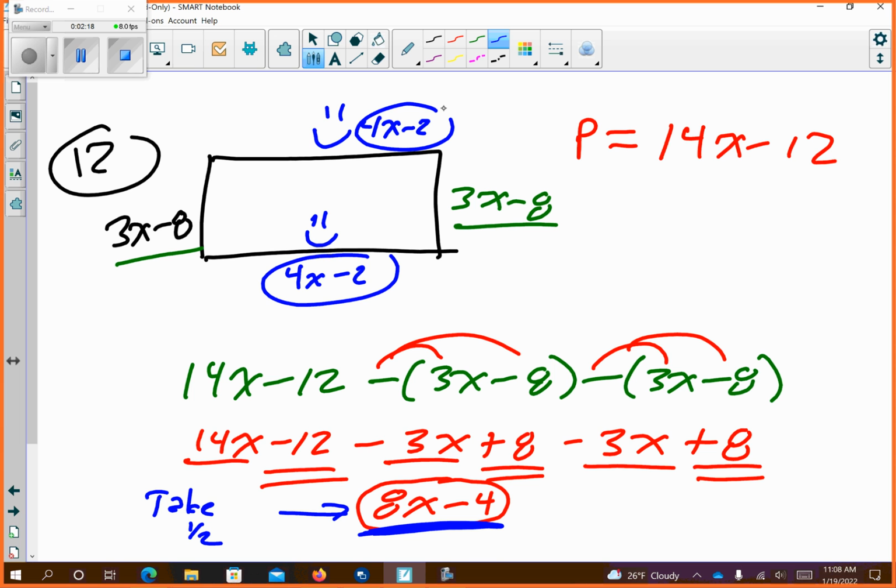That's a tougher problem. I don't know if I would test you on one like that, but that's some critical thinking. And the reason I know that works, if I add 4x and 4x together, I get 8x. If I add negative 2 and negative 2 together, I get negative 4. That's why it works. So that's a little deeper thought process on that one. But I like it. What else would you like to see from the homework? Anything? Yes? 11?